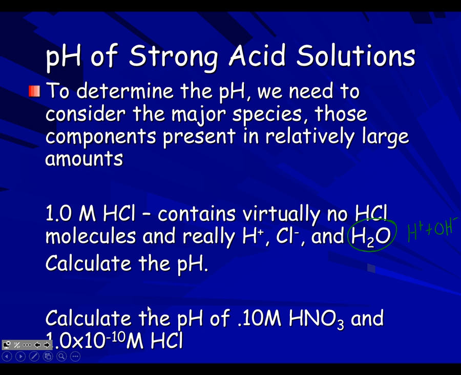Okay, so let's do a few problems here. Let's calculate the pH of 0.1 molar nitric and the pH of 1.0 times 10 to the negative 10th molar hydrochloric. Now, both of these, nitric and hydrochloric, are classified as strong acids. So if you were in class right now, I'd ask you what kind of arrow. They should have arrows going one way. So let's start with the pH of 0.1 molar nitric.